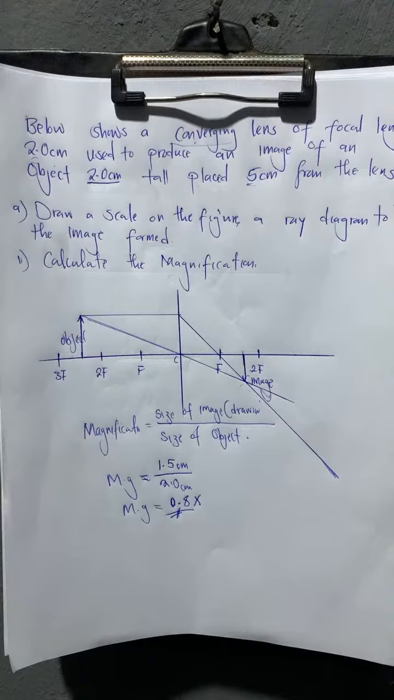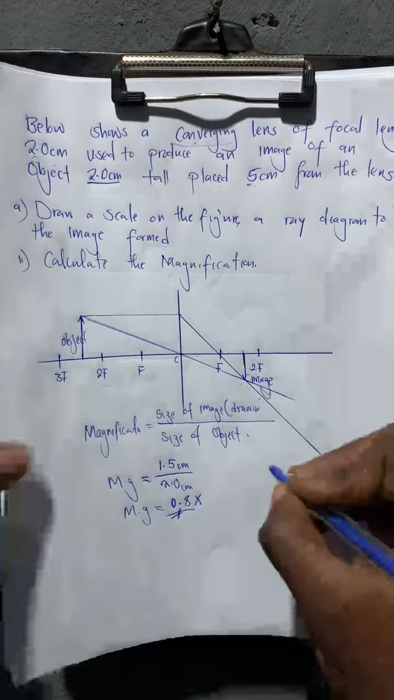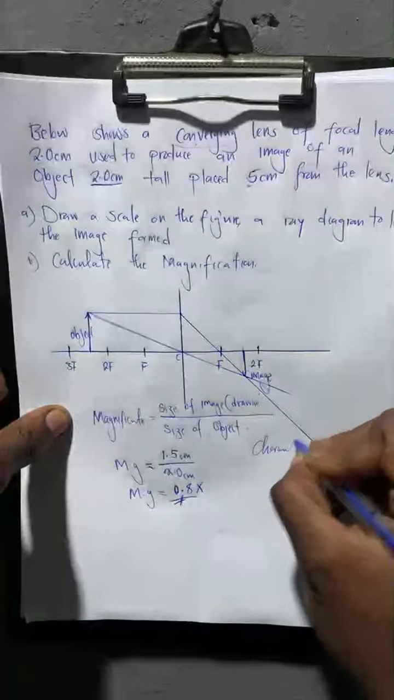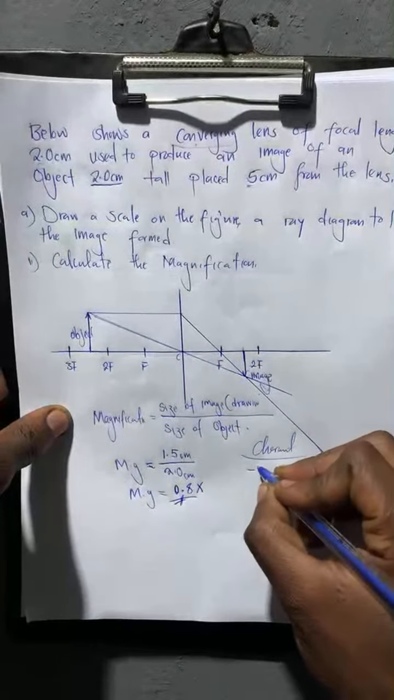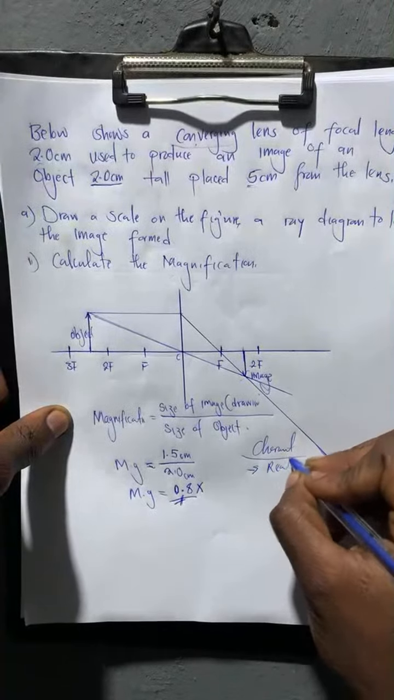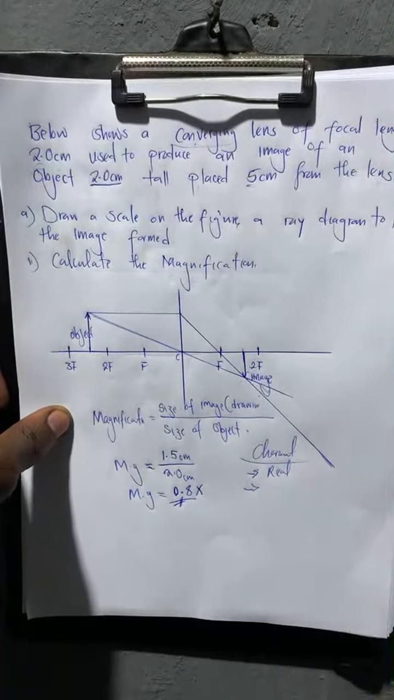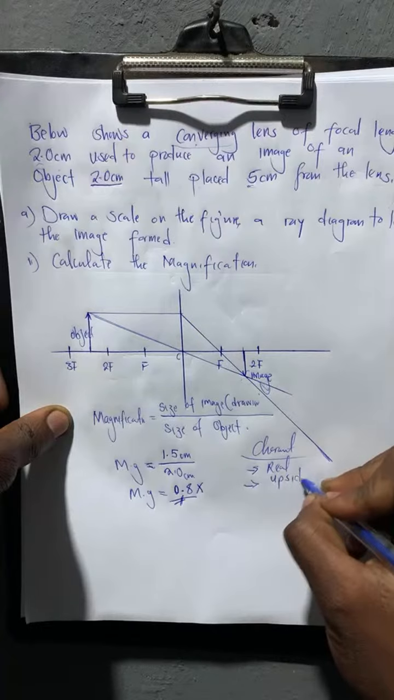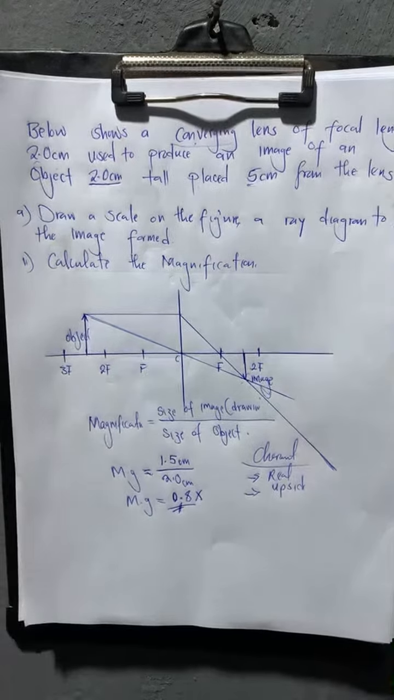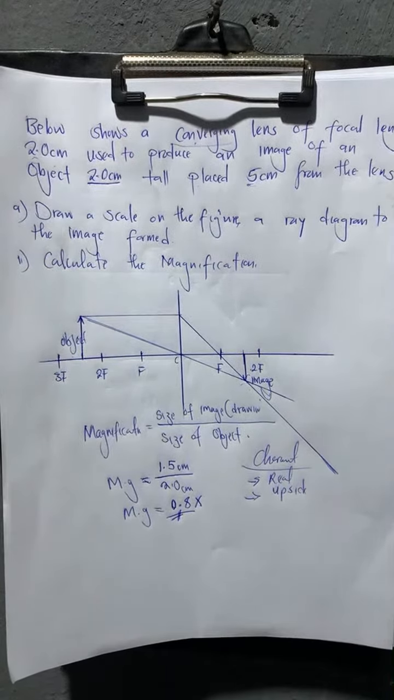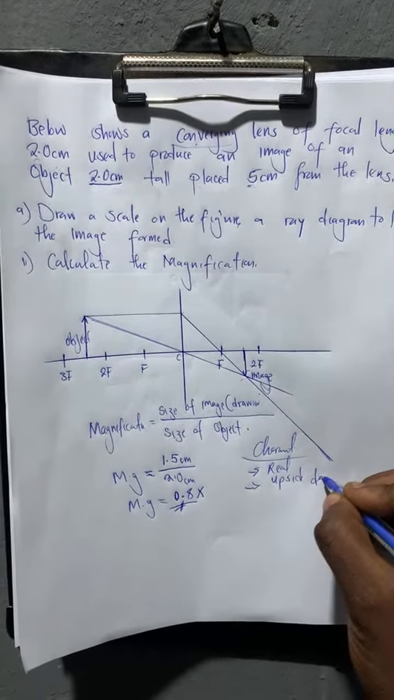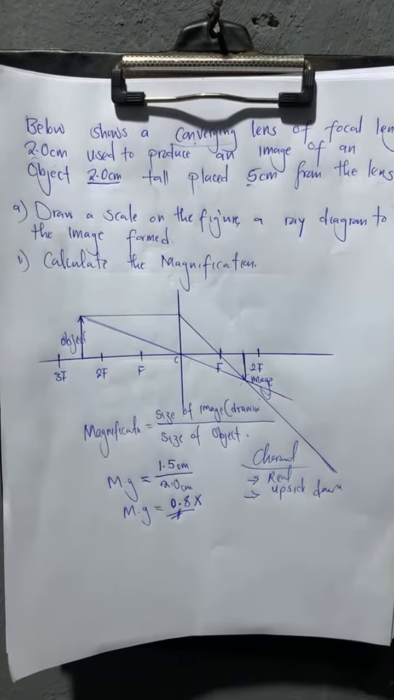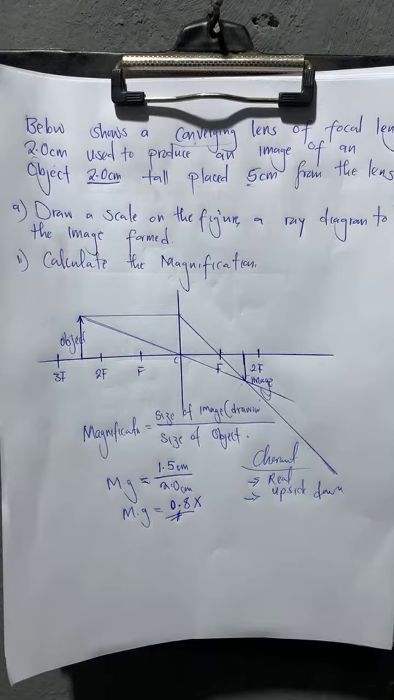So 0.75 is the same as 0.8. So we start by saying the image is real. Yes, the characteristics. We say the image is real. Number 2, the image is upside down. Excellent. The image is upside down. The image is real. Image is real, upside down.